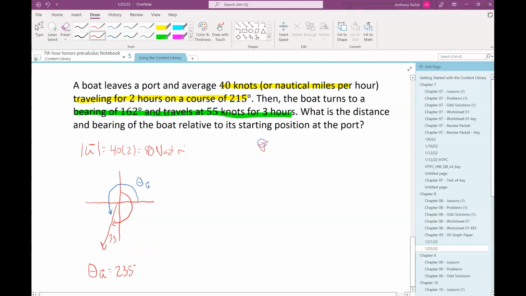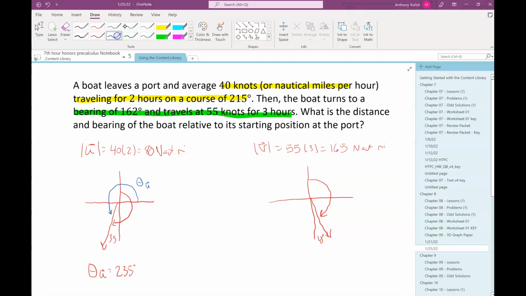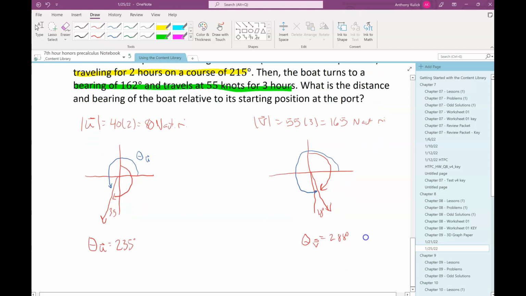My other vector I'm going to call vector v. I notice the magnitude or length of vector v is going to be 55 times 3, or 165 nautical miles. Again, the bearing is from north and clockwise. Means that little sliver's 18 degrees. So the direction I have then is 270 plus 18, so 288.